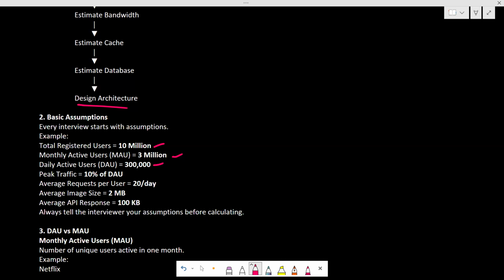Okay. And average requests per user is 20 per day. So average image size is, suppose, 2 MB, average API response is 100 KB. So always tell the interviewer your assumptions before calculating.